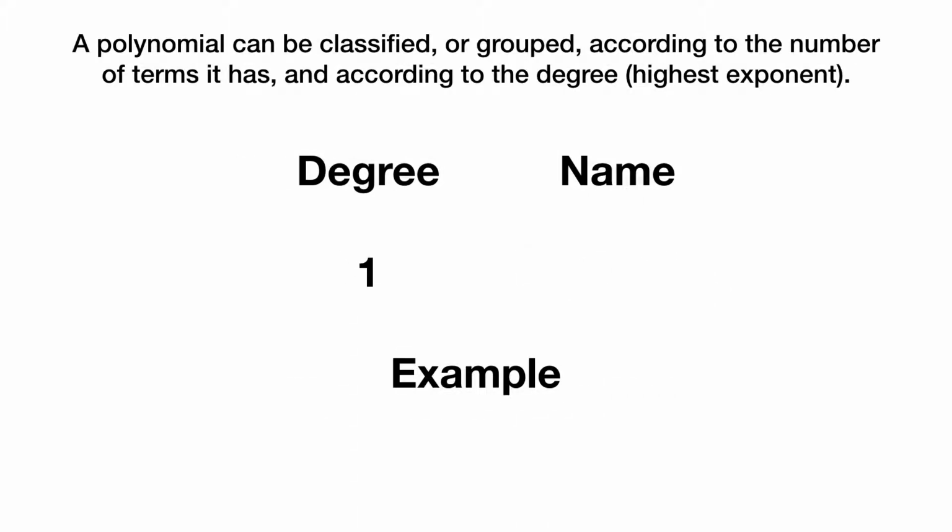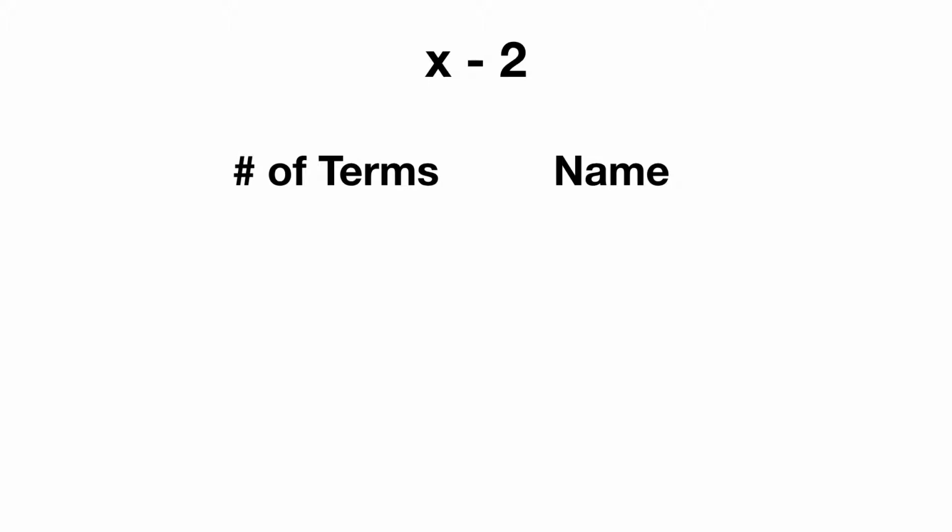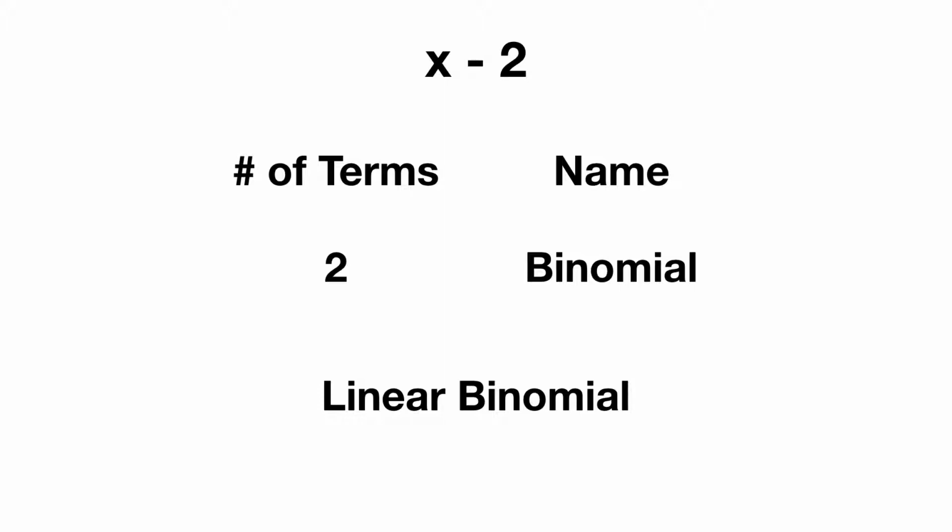Now, a polynomial could also be with 1 degree. That's x to the 1st. But whenever we have something like x to the 1st, we might as well just say x. And something like x plus 7 would be known as a linear equation. So here's an example of a linear equation, x minus 2. So let's see how many terms we have here. We have 2 terms. And the name of a 2-term is a binomial, meaning this is a linear binomial.